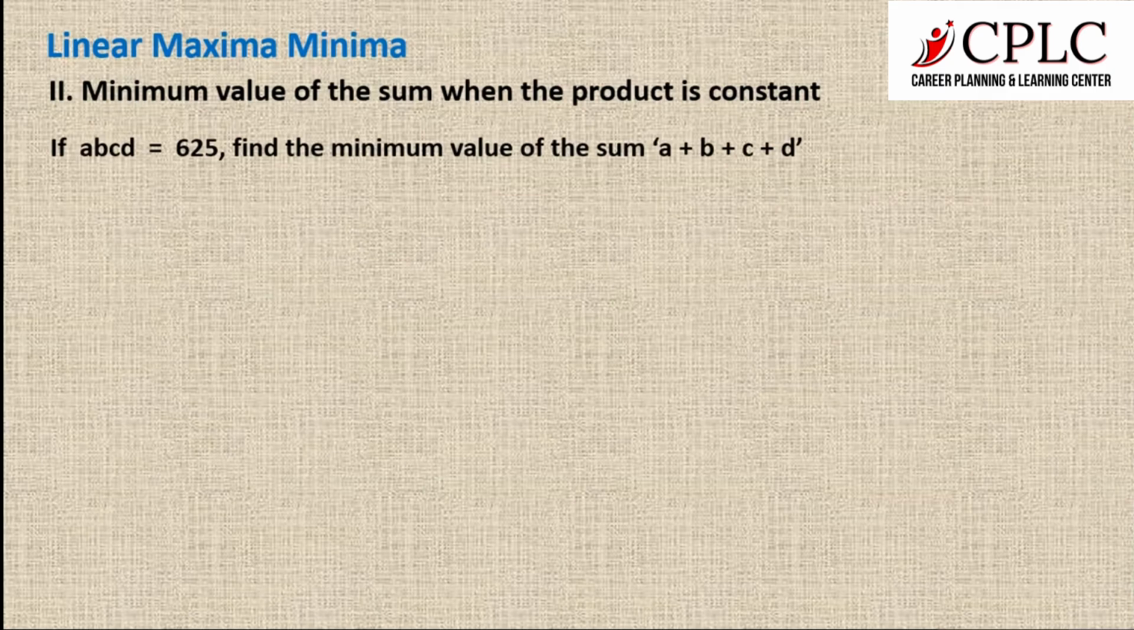So suppose ABCD are four numbers, their product is 625, and we are going to find the minimum sum of the same four numbers, A plus B plus C plus D. What do we do here? Again, let's consider a few possibilities where the product of four numbers is 625.